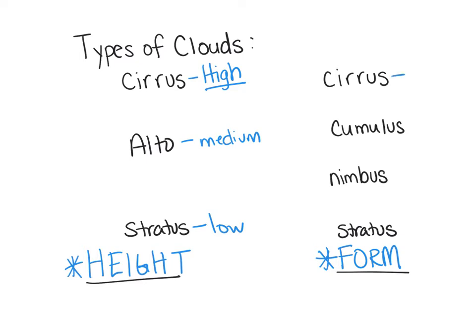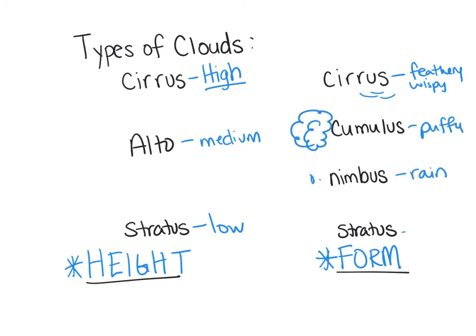There are four main words that we use to describe the form of the clouds. Cirrus means wispy and feathery, cumulus means puffy, nimbus means that rain is associated with the clouds, and stratus means that they have a layered, foggy appearance to them.